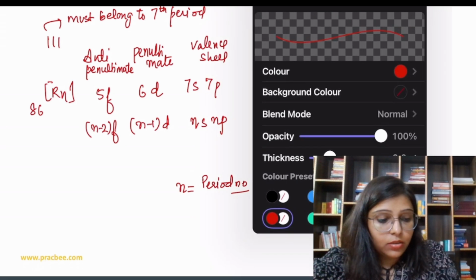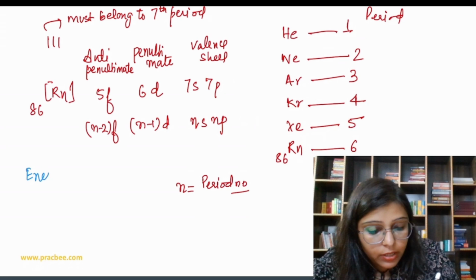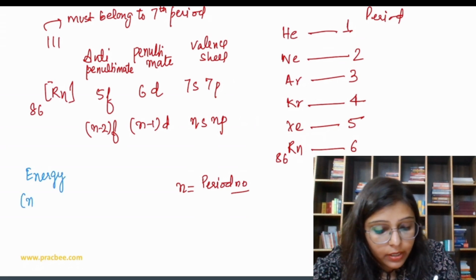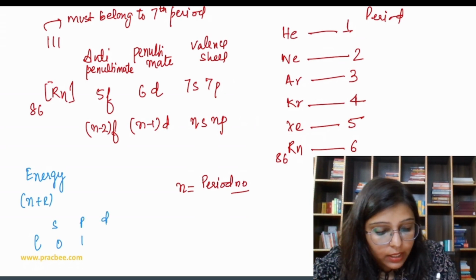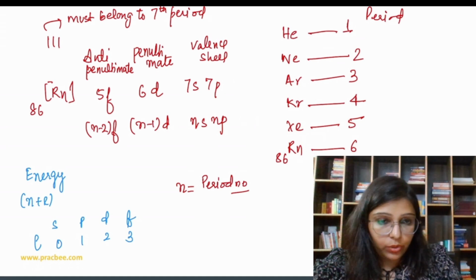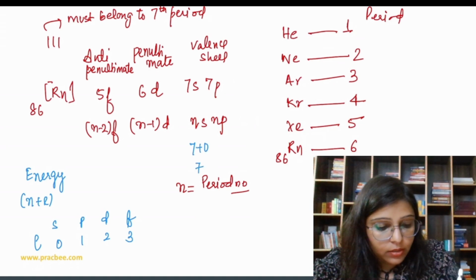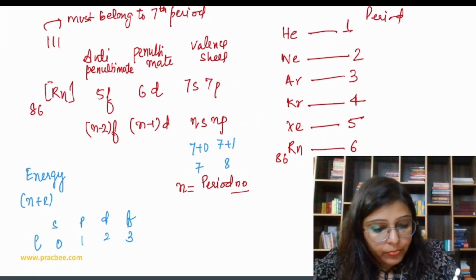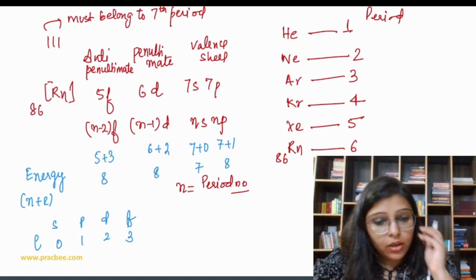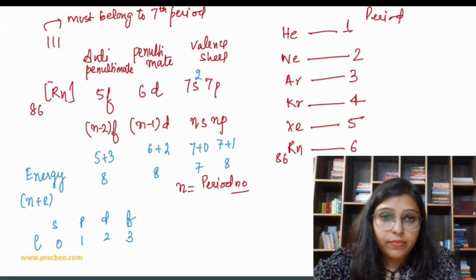Now the next thing is to fill the electrons. To fill the electrons, we have to find out the energy, and we are going to find energy in terms of n plus l. The value of l is 0 for s, 1 for p, 2 for d and 3 for f. We know this from atomic structure. So let's find out the energy. 7 plus 0 is 7, 7 plus 1 is 8, 6 plus 2 is 8, and 5 plus 3 is 8. So the first electrons go to 7s because it has the lowest energy, 7s2.